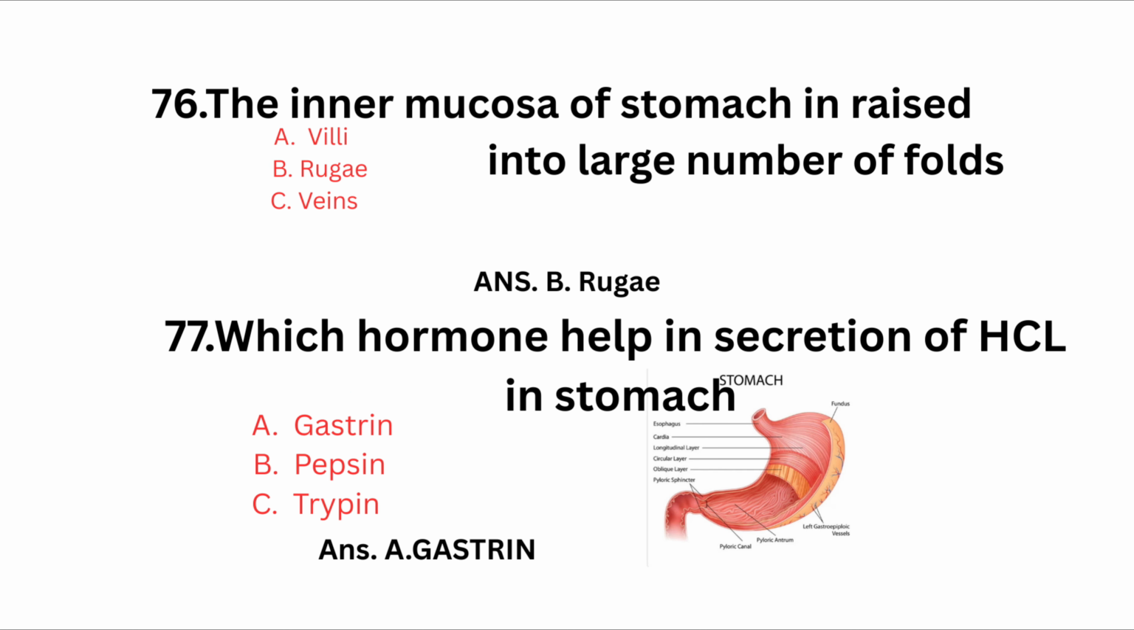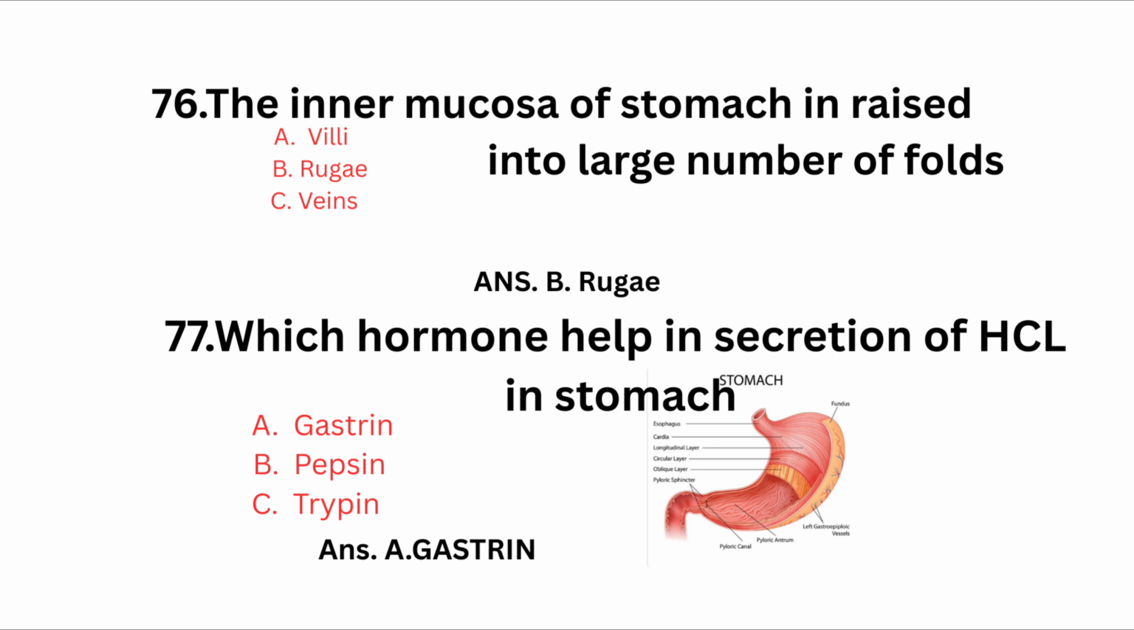76. The inner mucosa of the stomach is raised into a large number of folds. A. Villi. B. Rugae. C. Veins. Answer is B. Rugae. The internal folds of the stomach are rugae. 77. Which hormone helps in secretion of HCl in the stomach? A. Gastrin. B. Pepsin. C. Trypsin. Answer is A. Gastrin. It's this gastrin which helps in the digestion in the stomach.